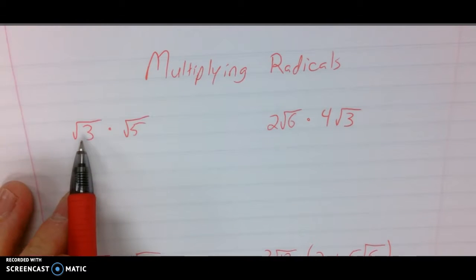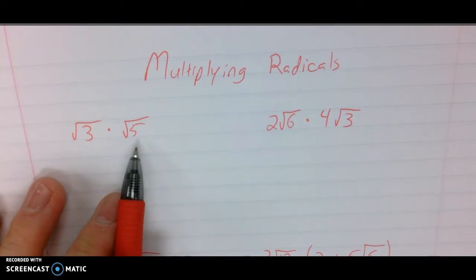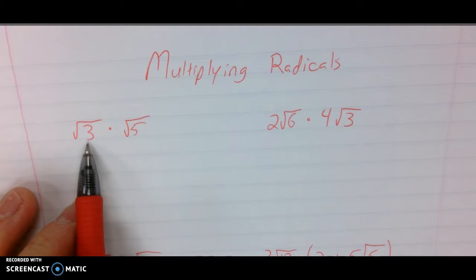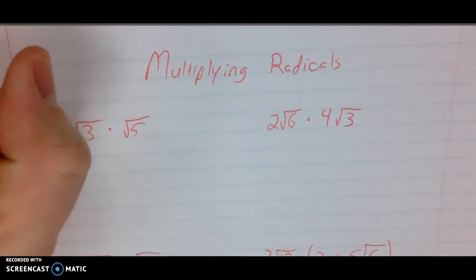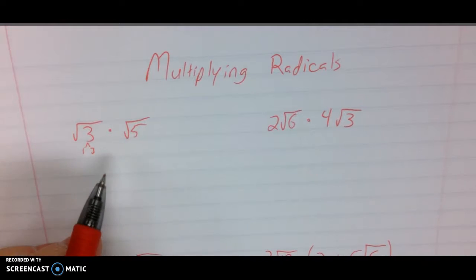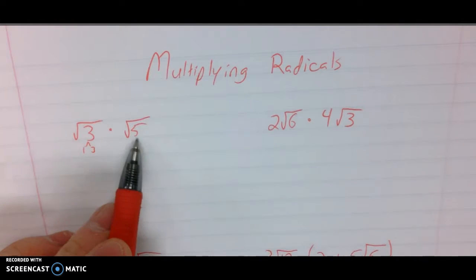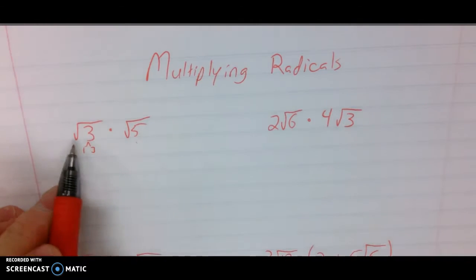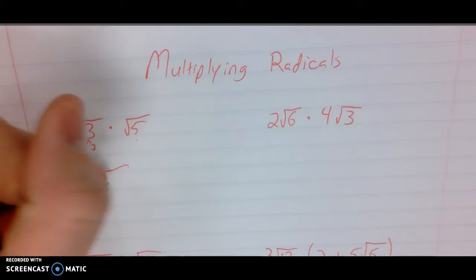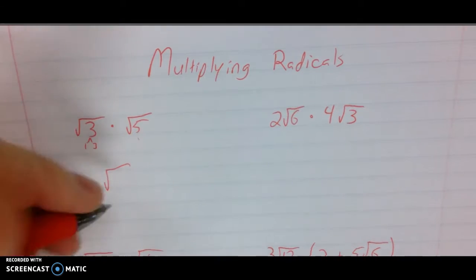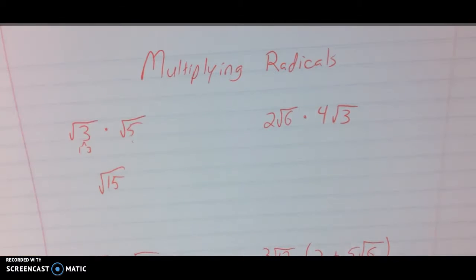So if I look at this first one here, I've got rad 3 times rad 5. Rad 3, if I tried factoring that out, would just be 1 and 3. And since 3 is prime, I can't really break that down. Same thing goes for 5. So they're both under a radical. If I multiply them together, 3 times 5 is just 15, so I'm stuck with rad 15.